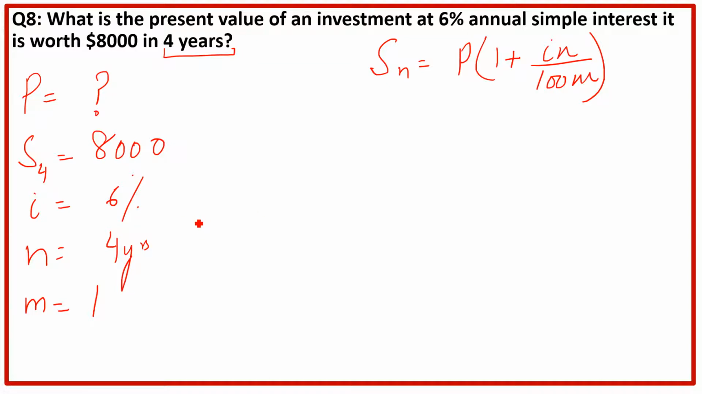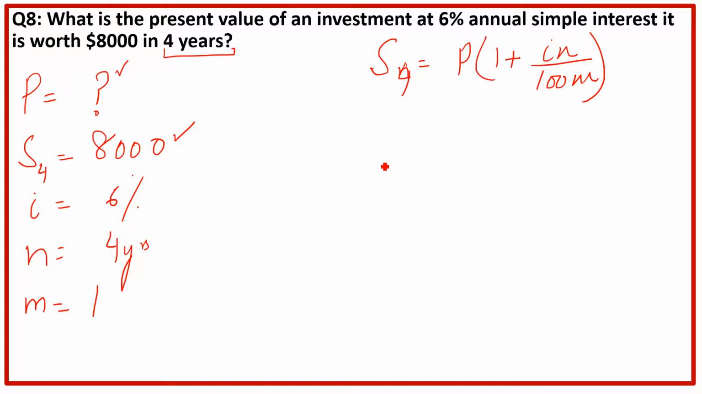The requirement is that after 4 years at the interest rate of 6%, your investment will be 8,000. So what amount do you have now, the present value, what amount are you going to invest? This is S4, I can write down here. Now this is S4.